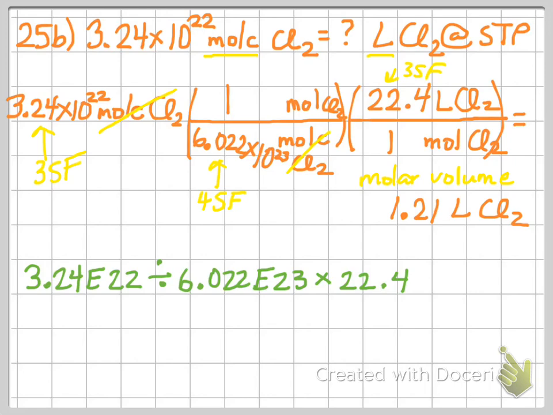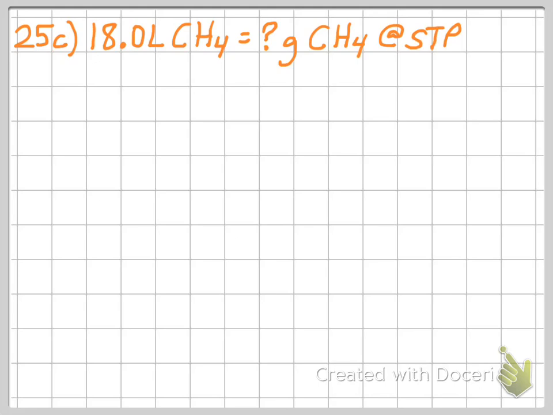So taking a look at our next question. 25 letter C says calculate the mass in grams of 18.0 liters of CH4, or methane, at STP. Again, I start to look at my tools here, and I know I have a unit of liters and I have a unit of grams, and I don't have one single tool on my toolkit that has both of those units in it, which means I'm going to have to use multiple tools to solve this problem.